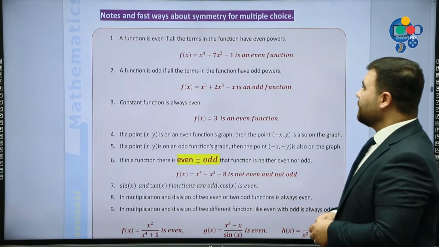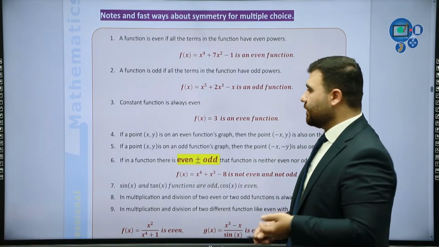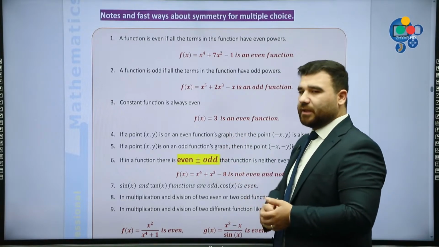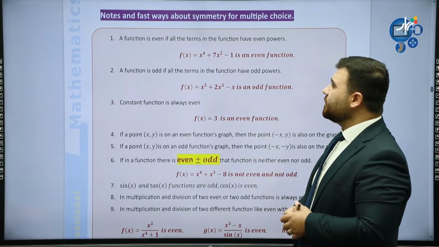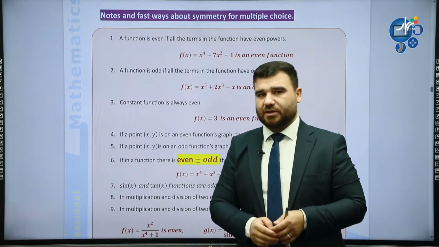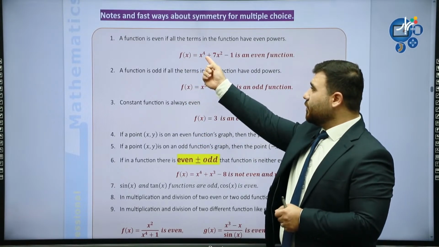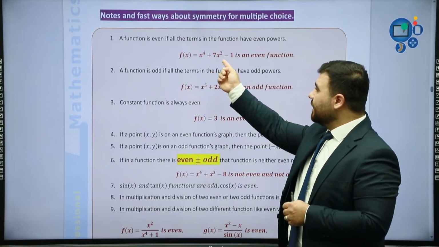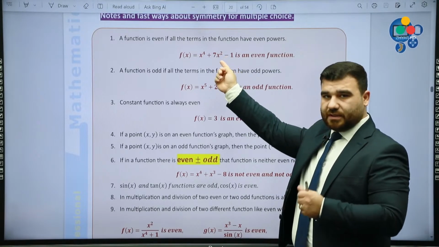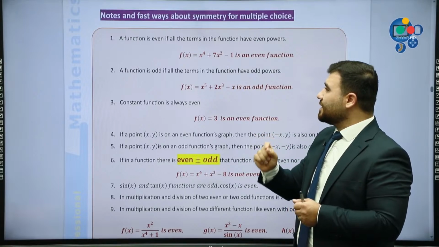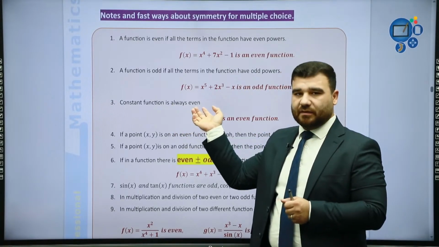Here are some notes and fast ways about even and odd functions, how to recognize them. These are good for multiple choice. First, a function is even if all the terms of the function have even powers. Like this one. It has x power 4, you know 4 is even. The 7 doesn't affect. X power 2, you know 2 is even. And this one is just constant. Constant function is always even.